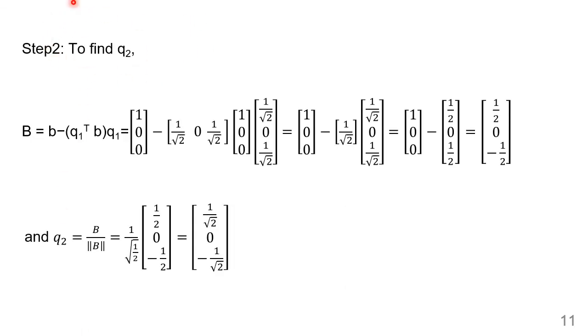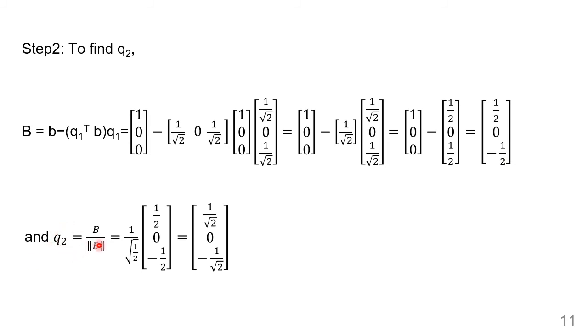Second step is to compute the value Q2. In order to compute this Q2, I need to calculate B, which is given by B minus Q1 transpose B into Q1. I have written B here minus Q1 transpose multiplied by B multiplied by Q1. The resultant vector is going to be half, 0, minus half. From this, I need to compute Q2.